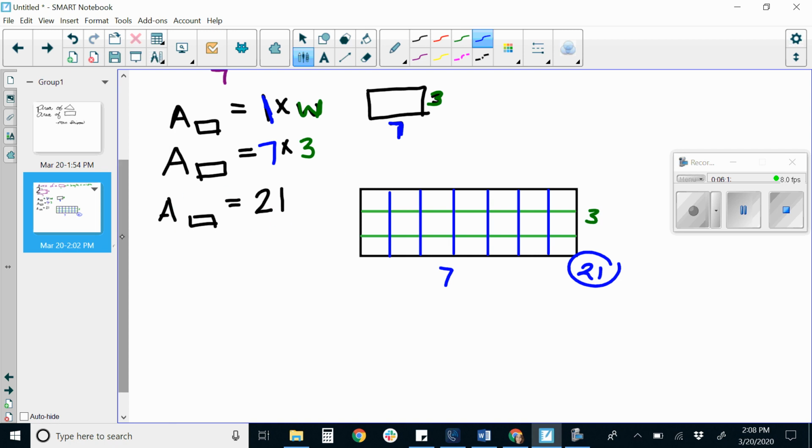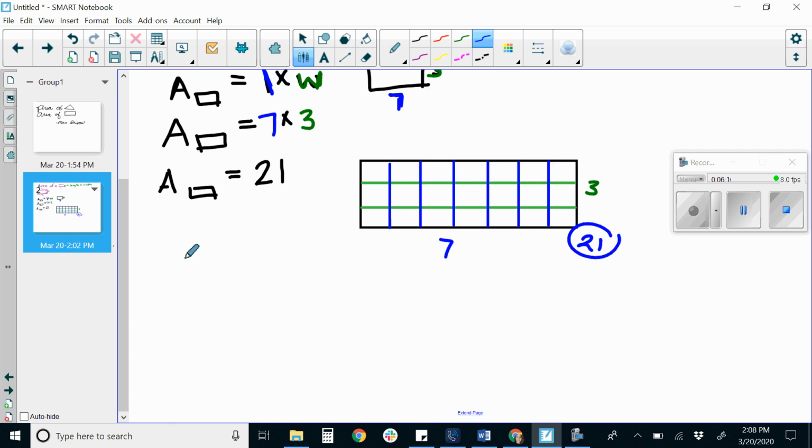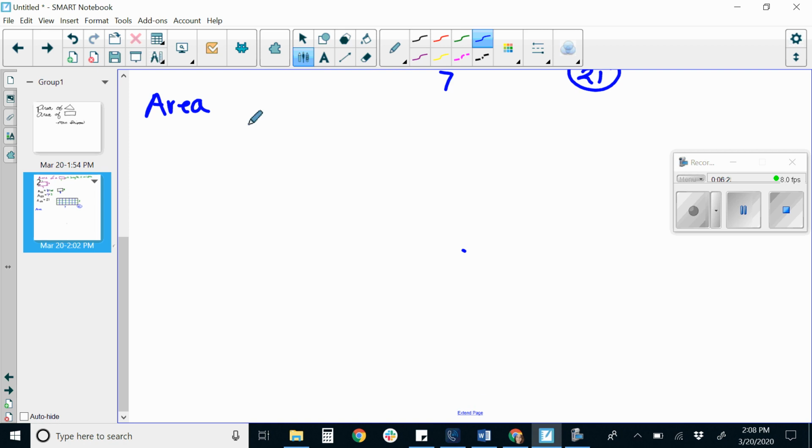So there's two different ways you can look at it. All right, I'm going to draw one for you, and I want you to pause me, and I want you to tell me what is the area of a rectangle with a length equaling 10 and a width that equals 1.5. So pause me and try that yourself.